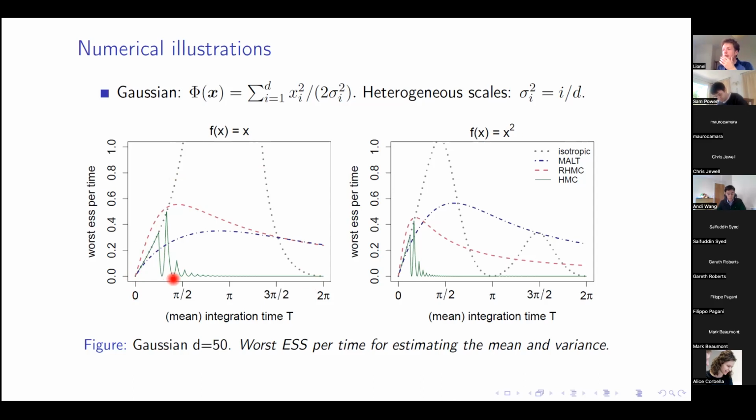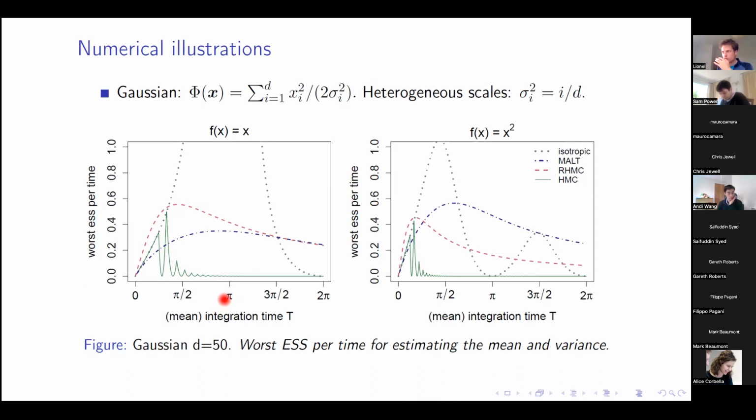And so, as you can see, when estimating the mean and variance, there are some discrepancies for integration times that are close to pi, because you get quite antithetic behavior. You propose x0, then minus x0, then x0, minus x0. So the asymptotic variance just goes to 0. Of course, it's quite suboptimal when estimating the square function. Right, and the three other curves really look at the problem of heterogeneity of scales.